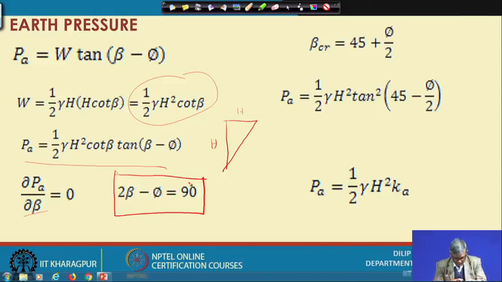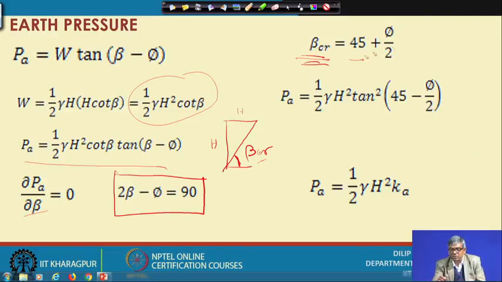If you get 2 beta minus phi equal to 90 degrees, then by differentiating and setting to 0 we are getting a critical angle beta. Initially we had taken a value beta. Now, that beta for which it gives the minimum value, I am defining as beta CR.